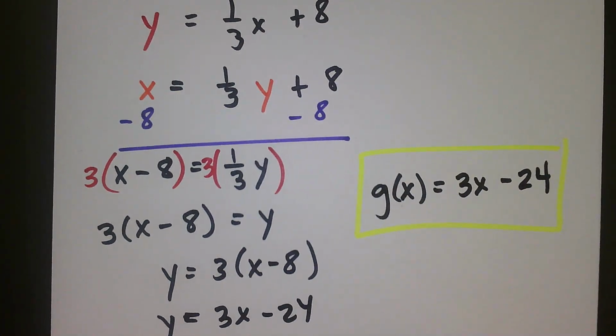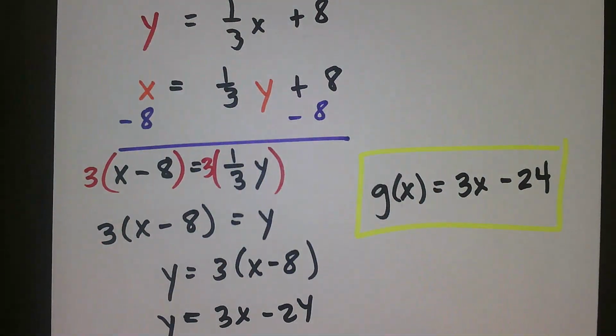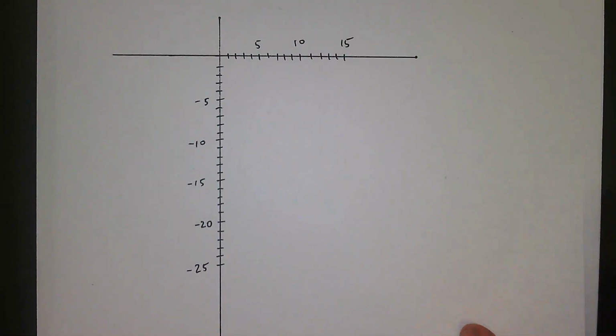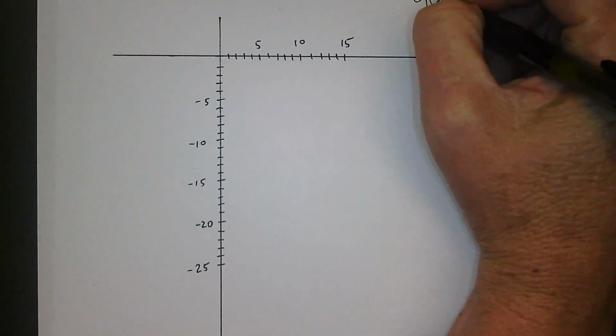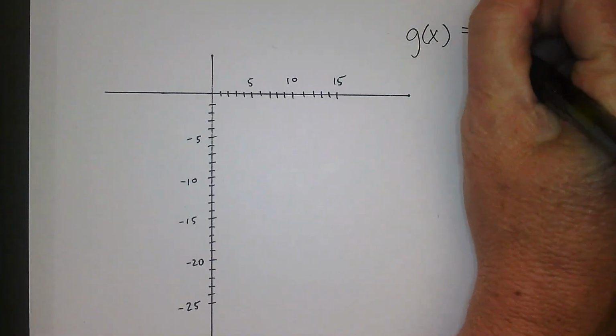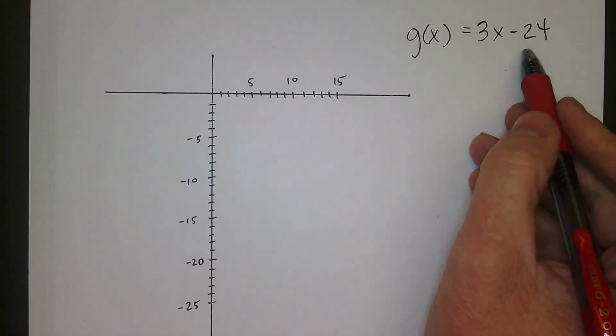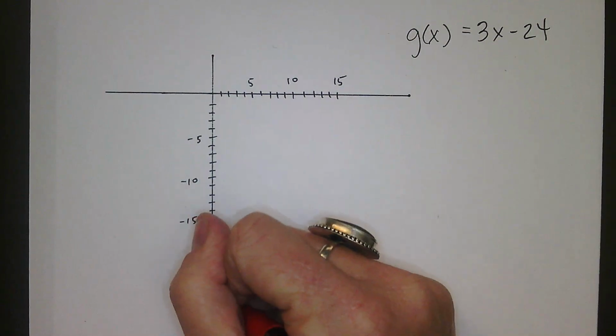And I was asked to graph as well. I had to set up a coordinate grid because this is a pretty low y-intercept. We get a y-intercept of -24 and a slope of 3. So I think I can get that to fit here. I'll rewrite it up at the top: g of x equals 3x minus 24.